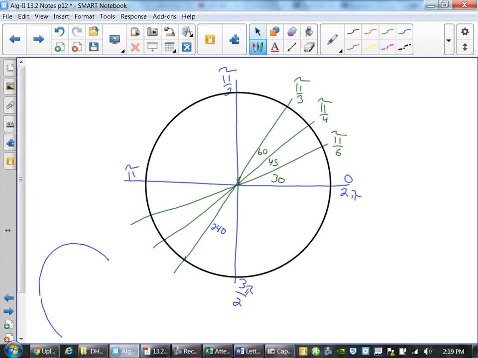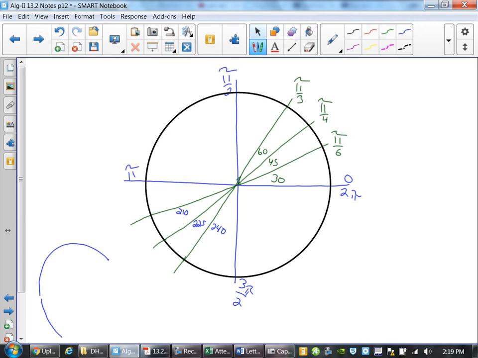If I add 180 to 30, what is it? 210. If I add 180 to 45, where am I? 225. Notice 30, 45, 60, they go up by 15 degrees. 210, 225, 240, they go up by 15 degrees.